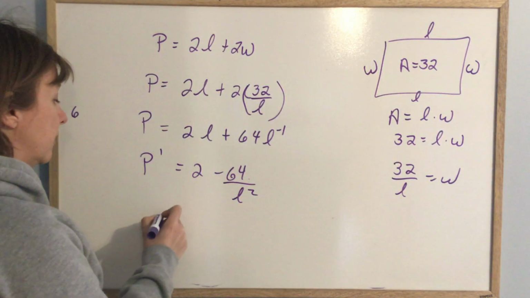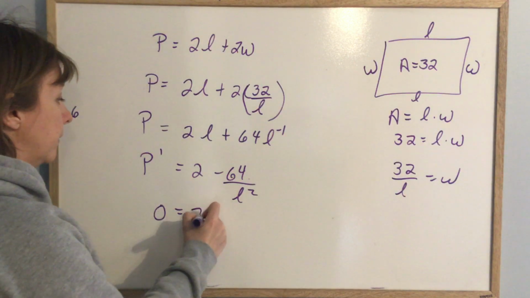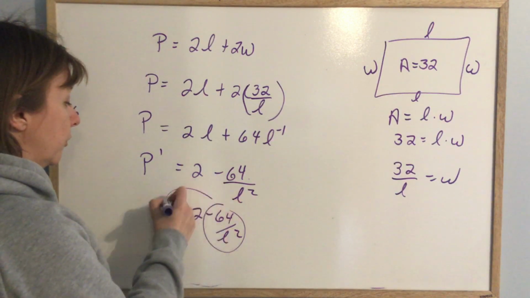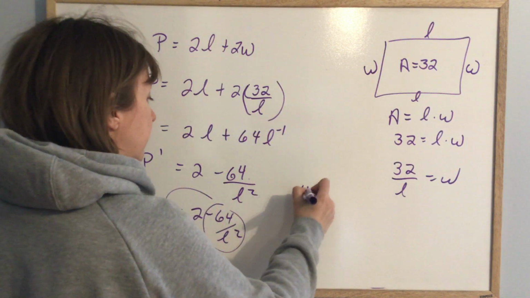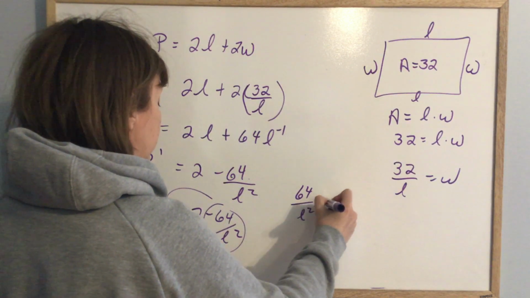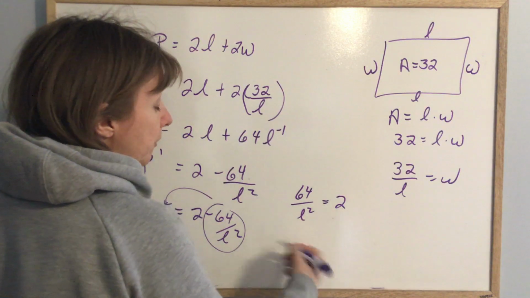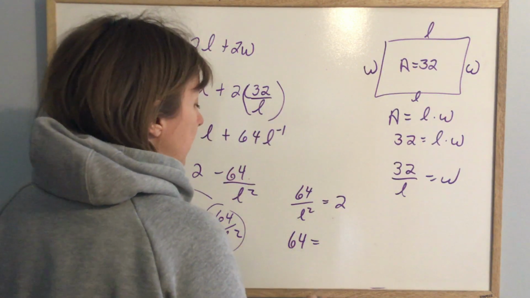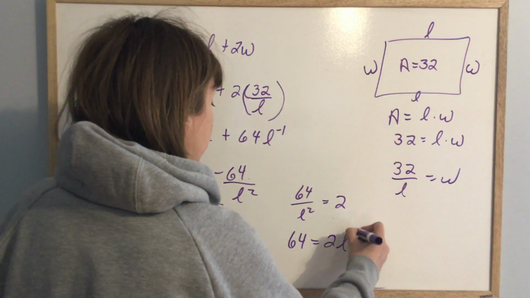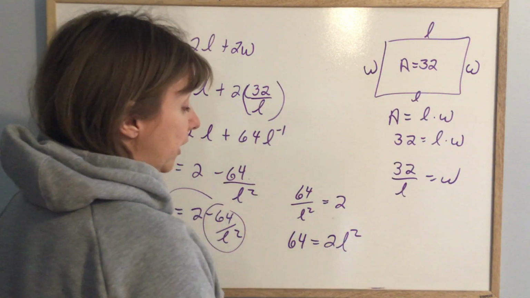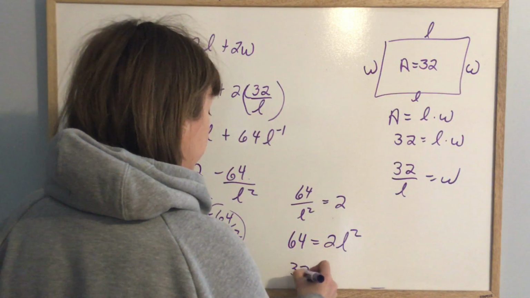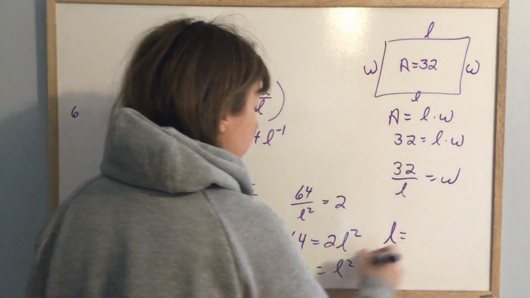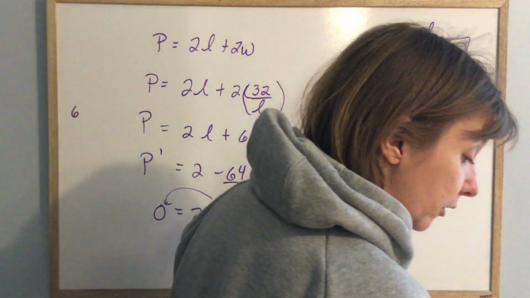If I make that 0, I'm going to take this whole thing and move it over. So I have 64 over L squared is equal to 2. I'm going to multiply both sides by L squared, so I'm going to have 64 is equal to 2L squared. I'm going to divide both sides by 2, so I'm going to have 32 is L squared. So L is going to be the square root of 32.